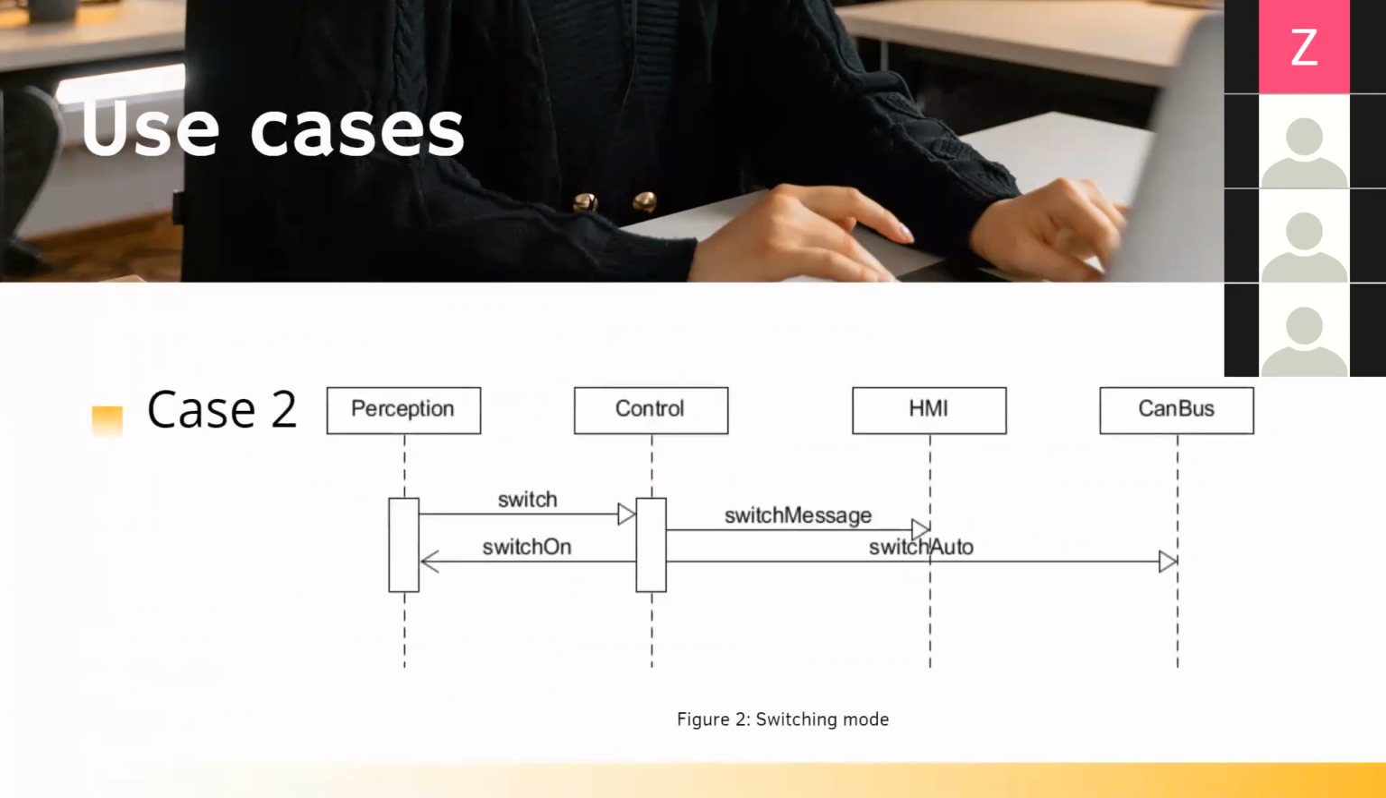The second use case shows how the switching between 2 driving modes is performed. Once the perception module concludes that a negative driver status is present, the switching signal is passed to the control module.